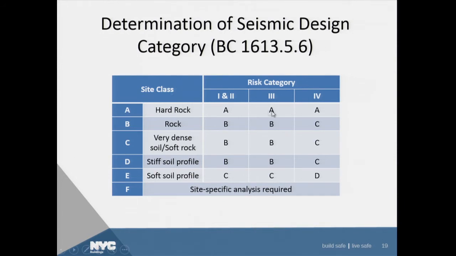You'll notice we now have the capability, if you have a building located on site class A, of getting seismic design category A. So that's a big change. Previously, under the 2008 code, the lowest risk category or seismic design category that you could attain was B. So there are some improvements here from a cost perspective.